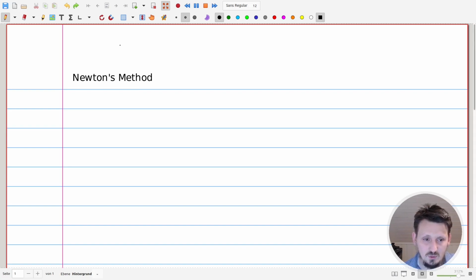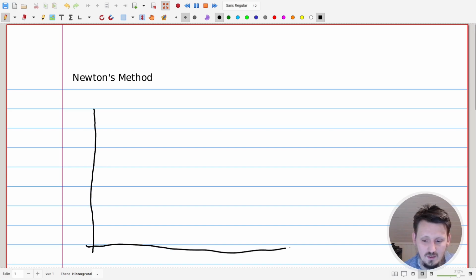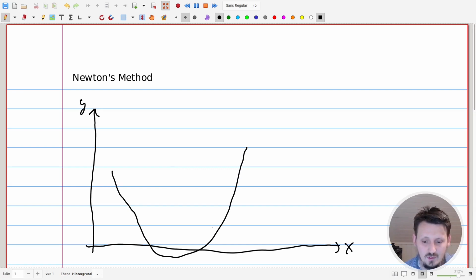So the first thing I would like to do is show you why this method works with the help of a plot. I hope I can draw this in a good way. We will draw a coordinate system here, x and y, and then we draw any arbitrary function here. That could be, for example, looking like that. And then you see this has two roots, and we are now interested in this one here.